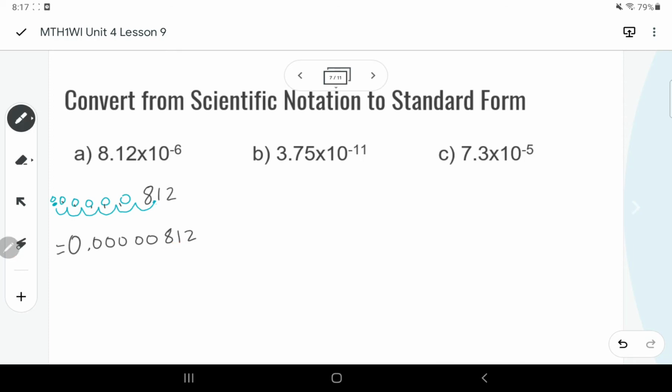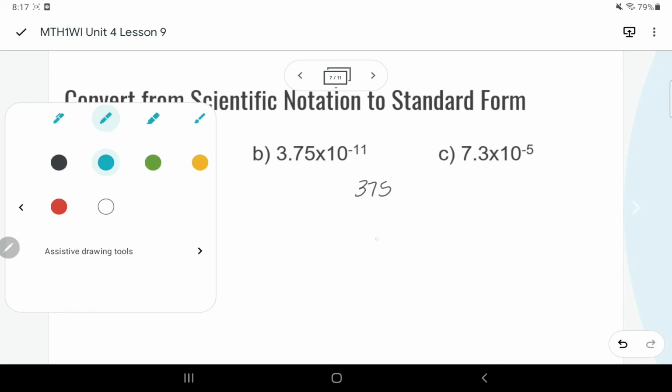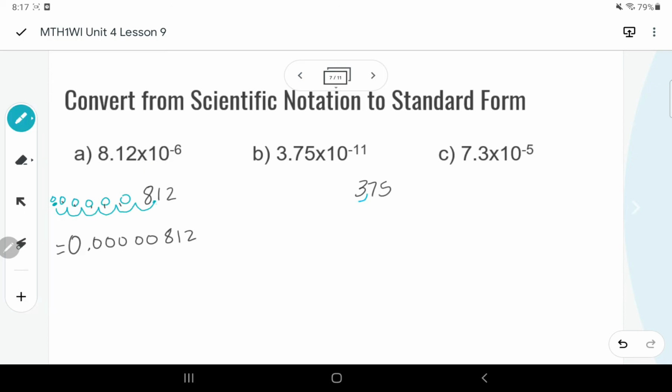Now the next one, 3.75 times 10 to the exponent negative 11. So I'm going to put a 375 here, and I have to move my decimal place 11 times. So that's going to move once to get past the 3, and then 1, 2, 3, 4, 5, 6, 7, 8, 9, 10 more times. So I'm going to have 1, 2, 3, 4, 5, 6, 7, 8, 9, 10 zeros, and then the 375.